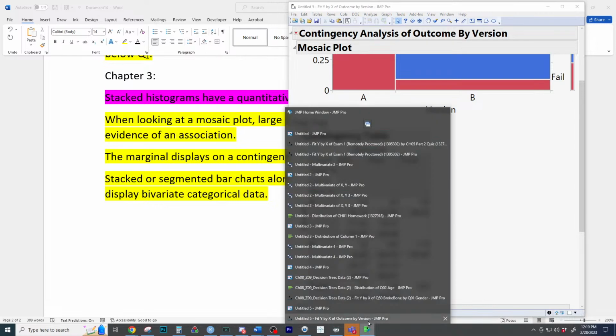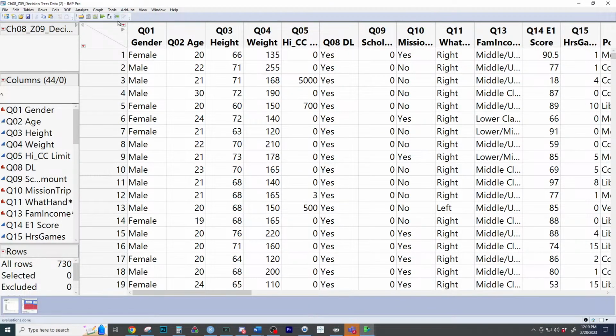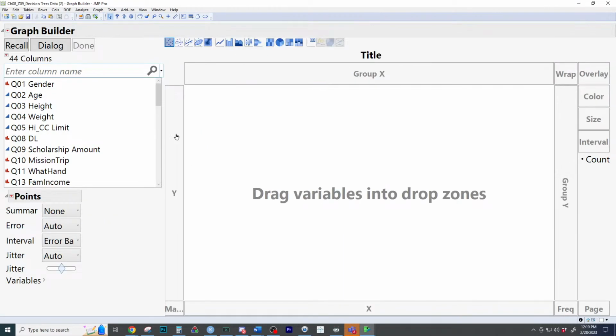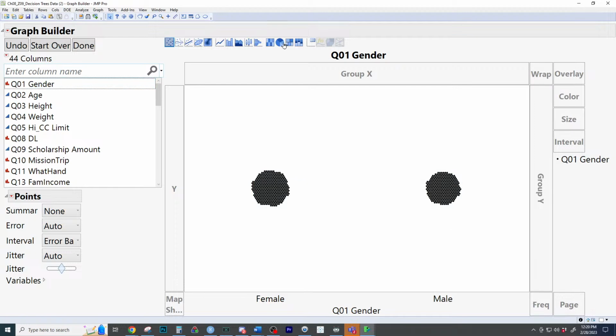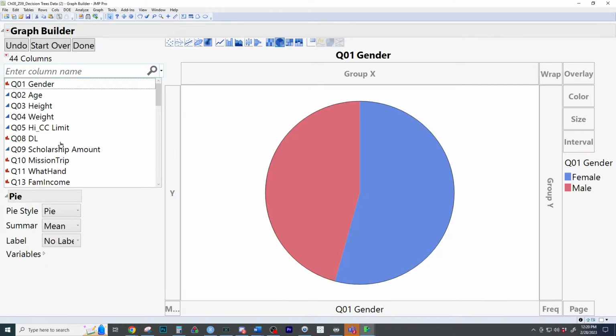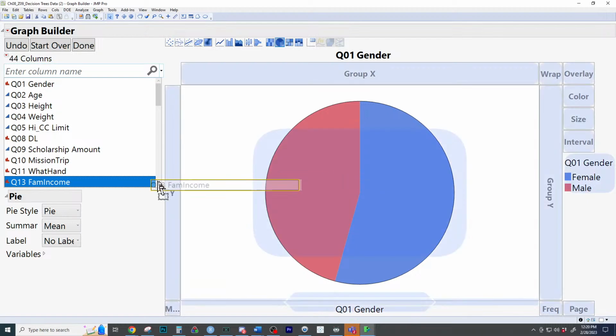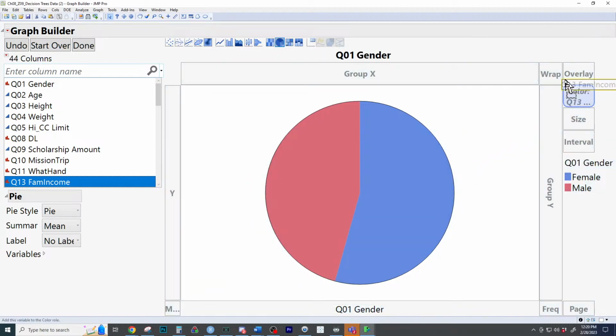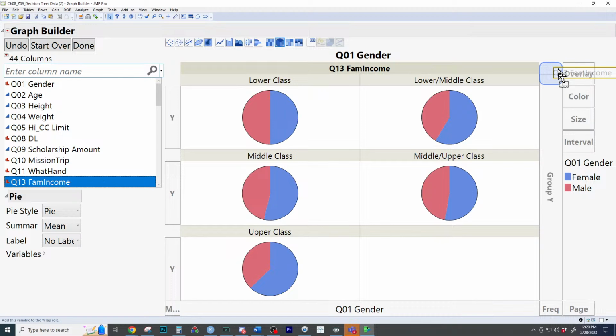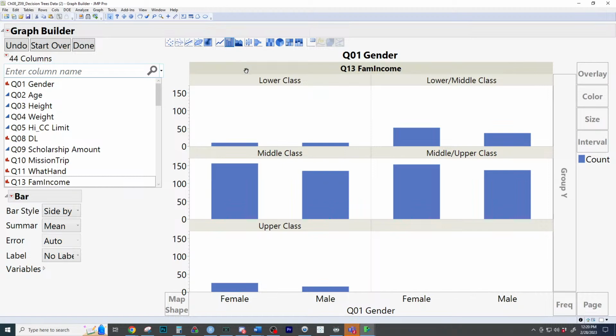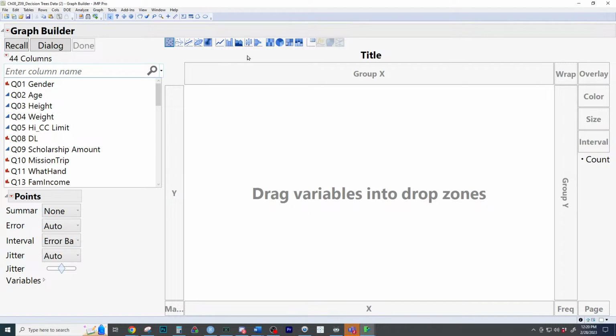Let me go to the other data we had open right here, and let's go to Graph Builder, and go to gender, drop gender right there, go to pie chart, and then go to family income, and then we'll go right here. Oh, there we go. Look at those side-by-side pie charts. So there's a bunch of side-by-side pie charts right there. Not a huge fan of these. We could probably click the bars and get stacked bar charts. That's side-by-side bar charts. Not a big fan of stacked graphics.